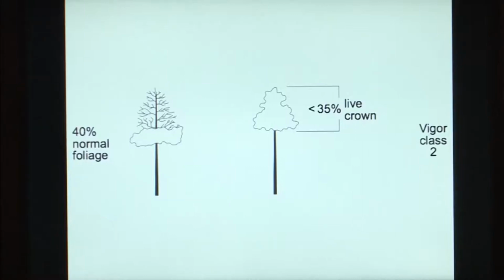However, it is also not part of class 3, because in the case of class 3 we would have had greater than 80% of the leaves damaged, but here we have 40% normal foliage in the case of the first one. In the case of the second one we have all the normal foliage, but just because its live height ratio is less than 35%, it is not forming part of class 1 or class 3, which is why these are class 2.